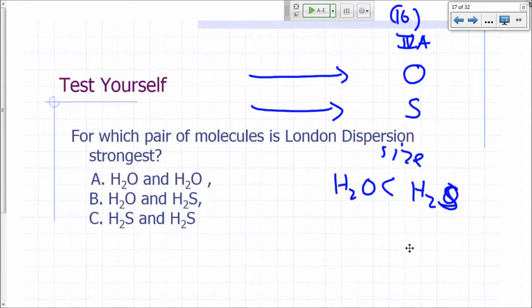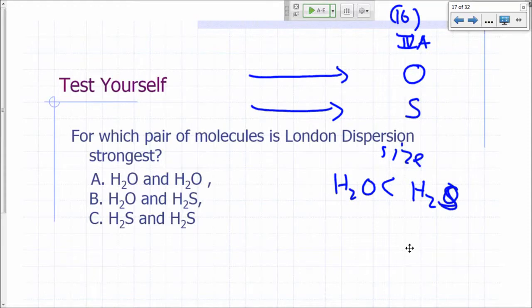Based on this alone, you might ask which one would have a higher boiling point, H2O or H2S? You'd think H2S would have a higher boiling point, since it has stronger London dispersion forces. But water is a strange creature. It's a strange molecule. It has a much higher boiling point than H2S. H2S is a gas under ordinary conditions. Water is a liquid. So water molecules have much stronger attractions.